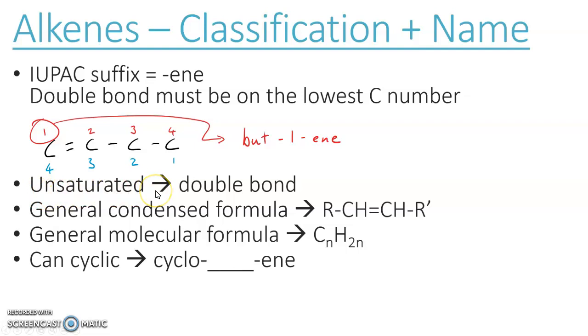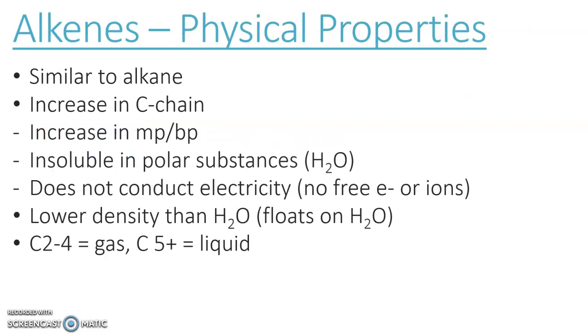Alkenes are unsaturated; they don't have as many hydrogens as possible because of the double bond. The general formula is twice as many hydrogens as there are carbons, and we can have cyclic molecules as well. Cyclohexene is an example of that.